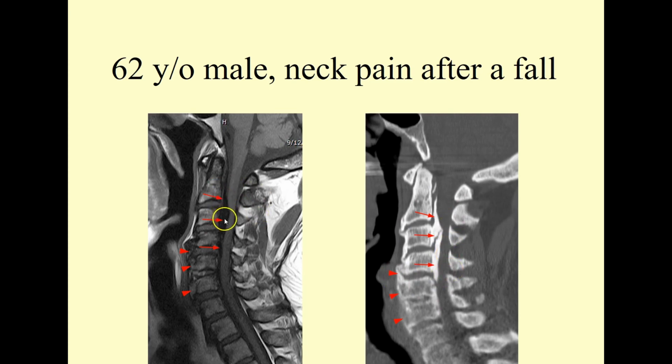Here's the same patient on an MR image. And again, this is dense tissue. Dense tissue also will show a signal void. More importantly, we can see that it's actually changing the contour of the cord. This explains the patient's long tract signs.